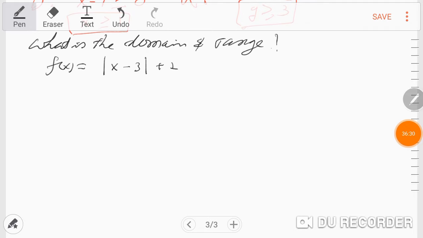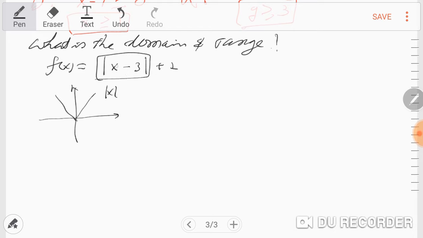Okay, in this example, let's find the domain and the range of this absolute value function. The graph of the absolute value function is the V shape. This is the absolute value of x. Now the x is replaced by x minus 3. This means shift the graph of absolute value of x 3 units to the right.